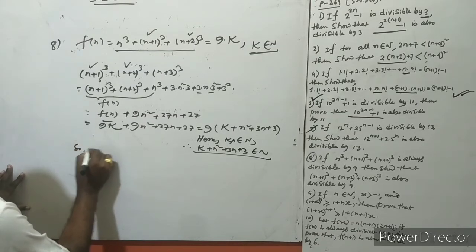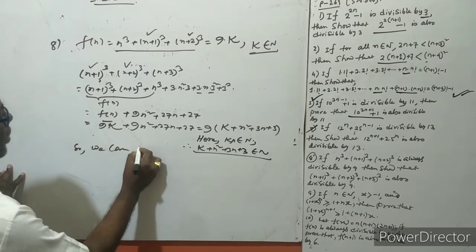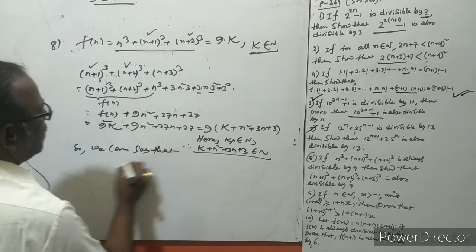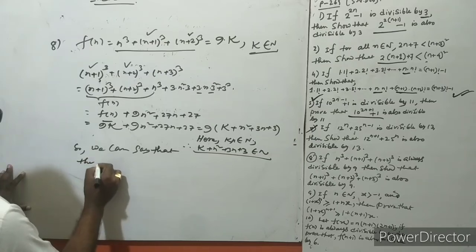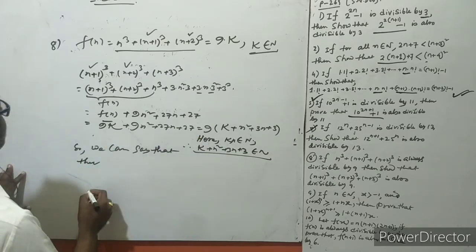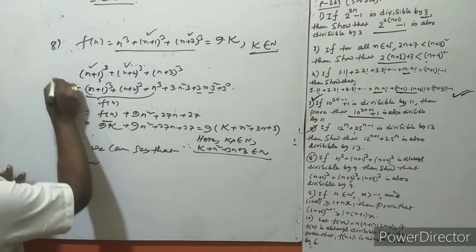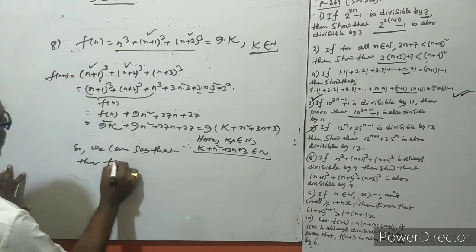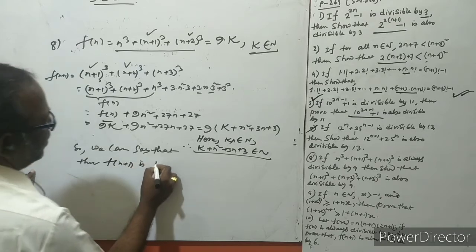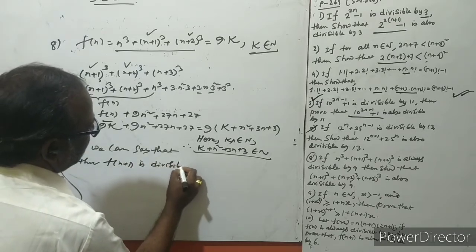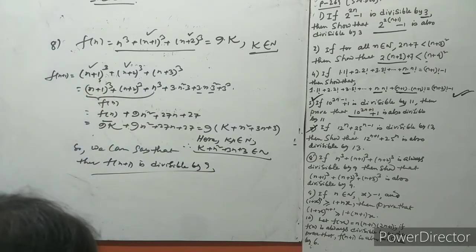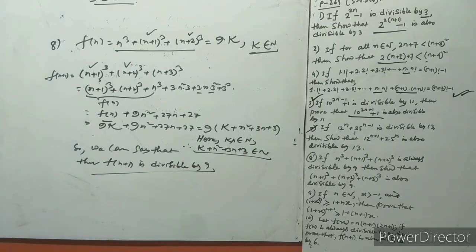So we can say that f of n plus 1 is divisible by 9. Okay, it's proved. Question number 8 is complete.